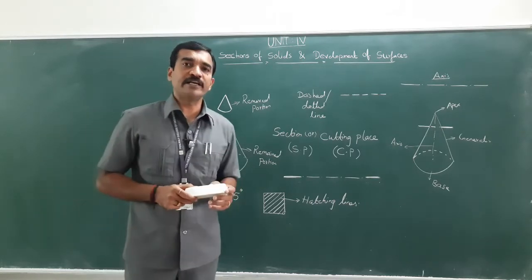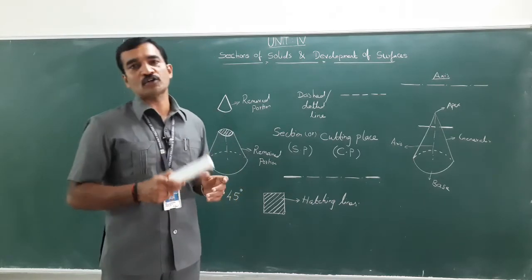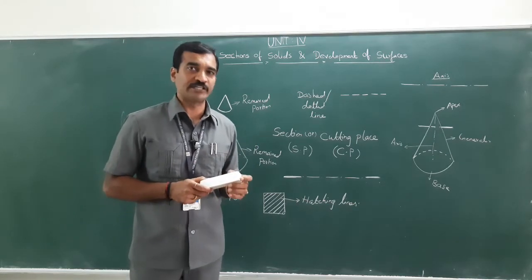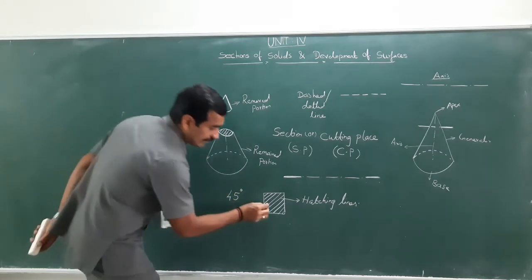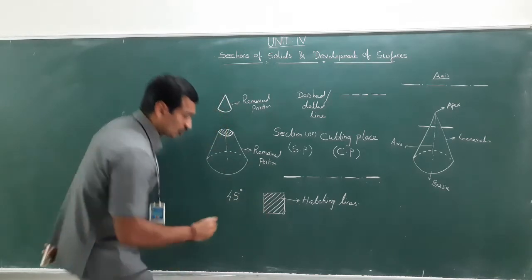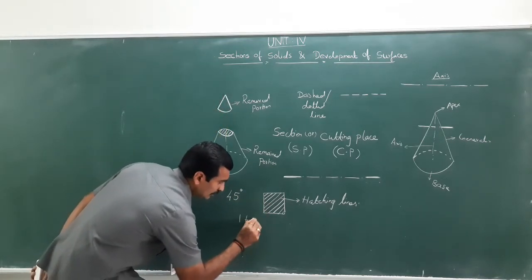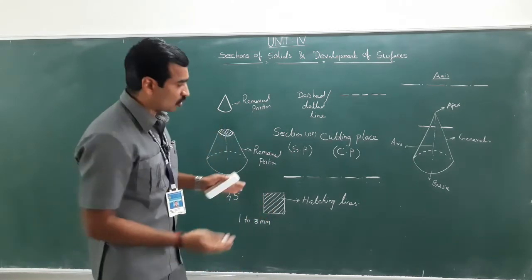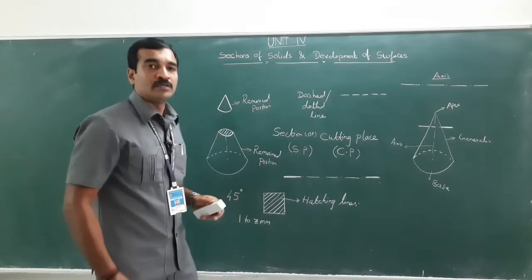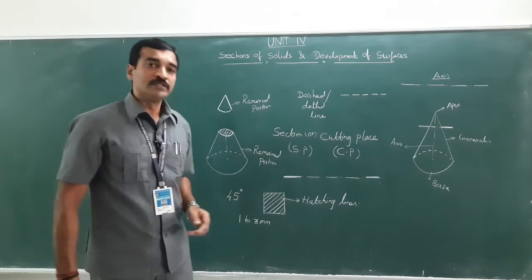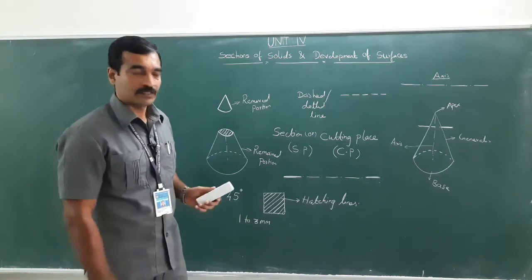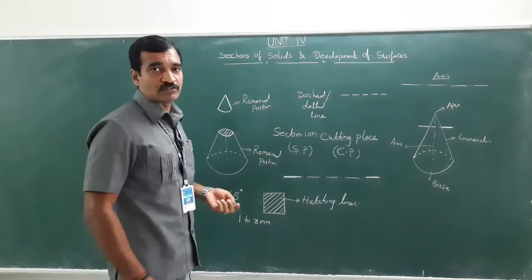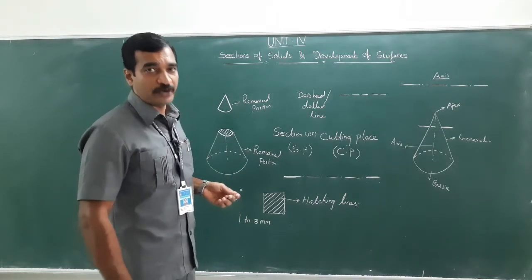So what do you mean by sectioning then? The imaginary process of cutting or sectioning the object is called sectioning, right? And the gap between these two lines should be 1 to 3 mm. The gap between the section lines or hatching lines should be minimum 1 to 3 mm. Got it? Right. So, as far as the sections of solid is concerned, we have 5 types.